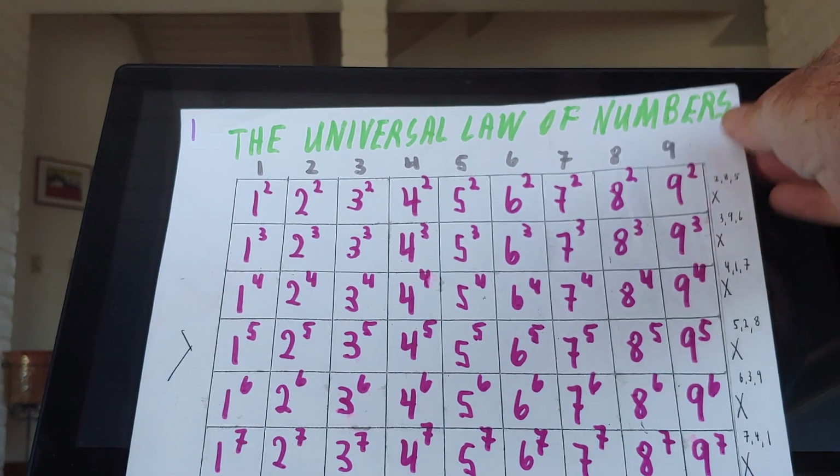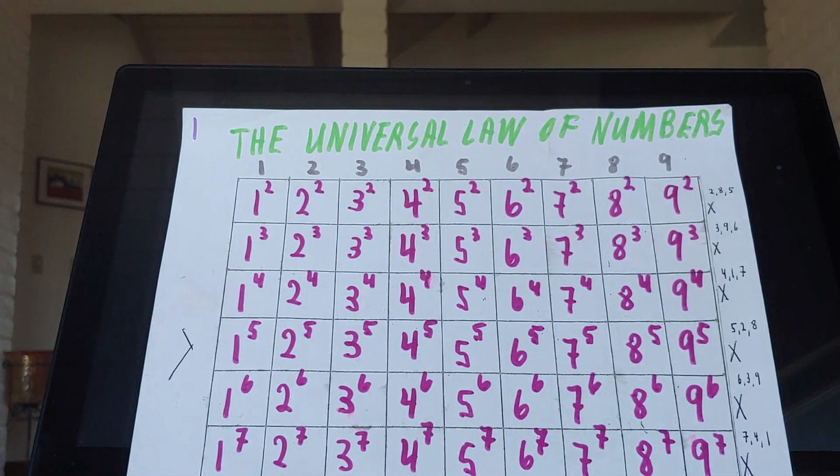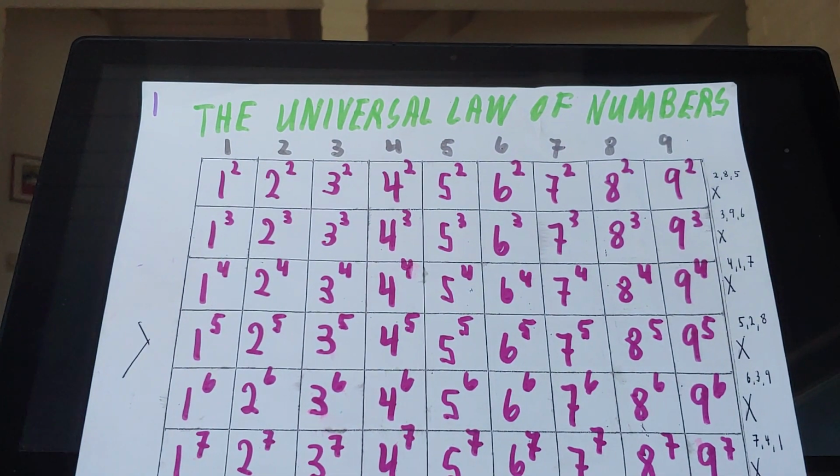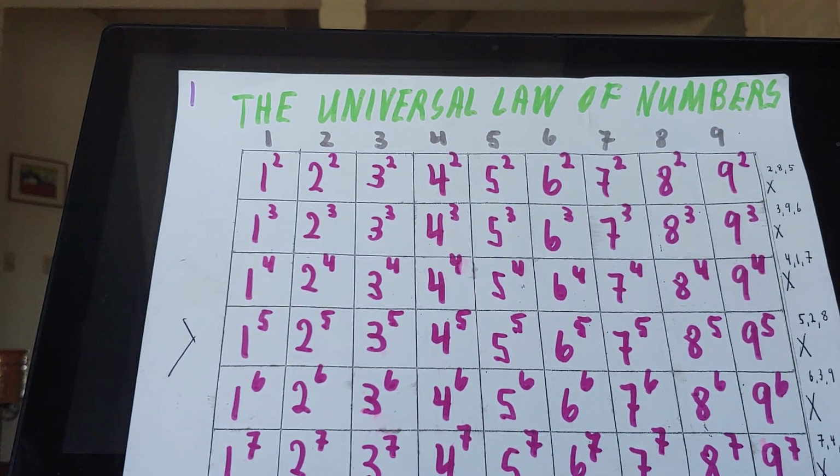And the universal law of numbers is basically a representation of the universe that we live in, at least the universe of numbers. And we use numbers to describe the universe. But in this instance, it's the universe showing us the numbers that are describing itself.